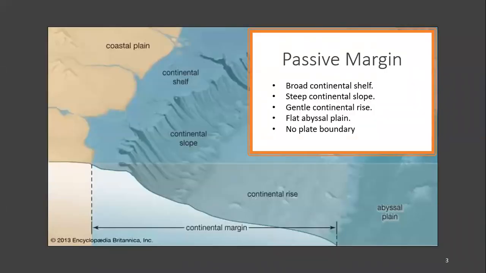Passive margins. A passive margin is the transition between oceanic and continental lithosphere where there is no active plate boundary. The key characteristics of a passive margin include a broad continental shelf, then a steep continental slope, followed by a gentle continental rise, and finally a flat abyssal plain.